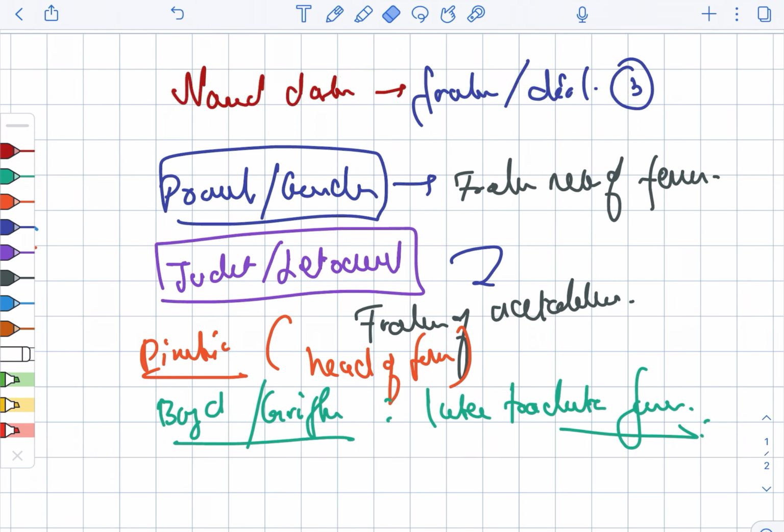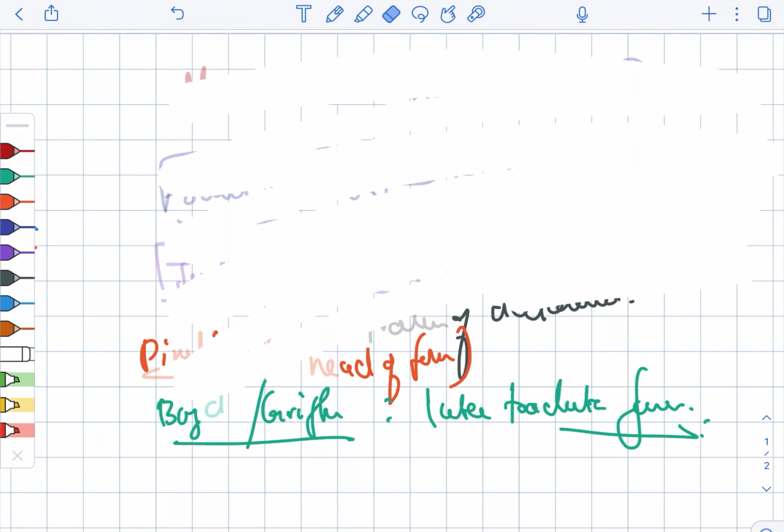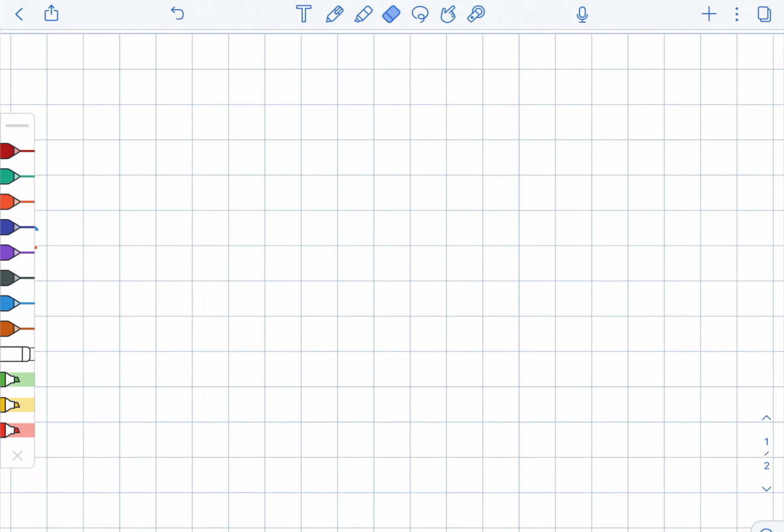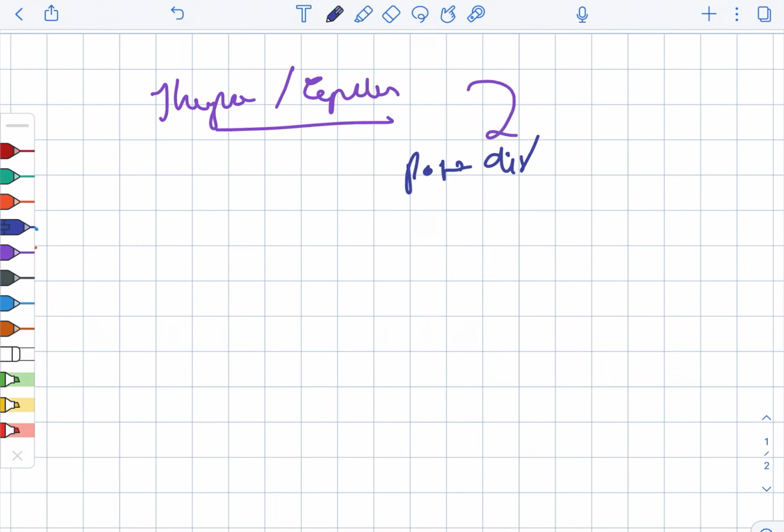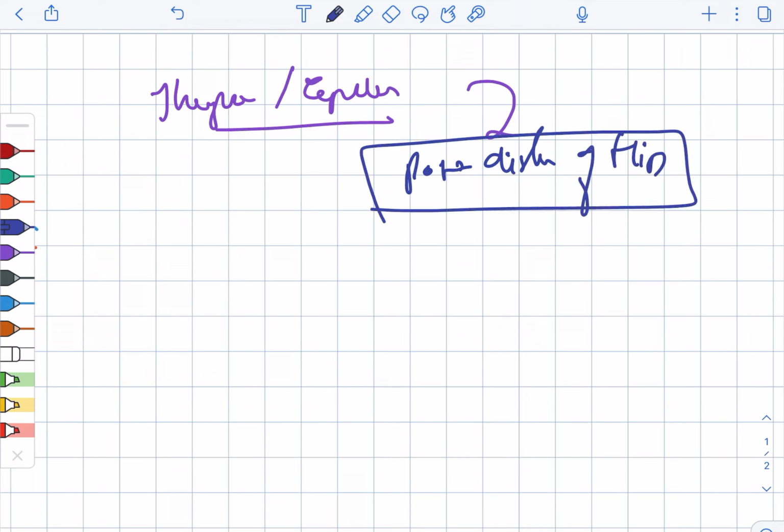Then looking at the Thompson and Epstein. The Thompson and Epstein, they are nothing but the posterior dislocation. This is of the hip. Thompson and Epstein.